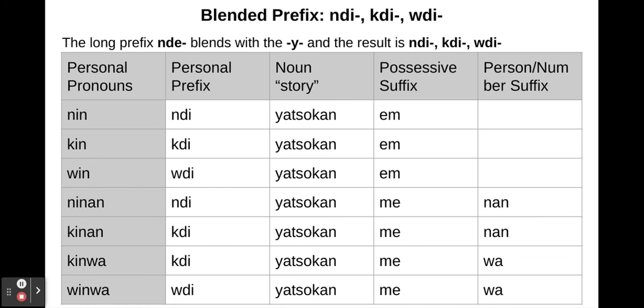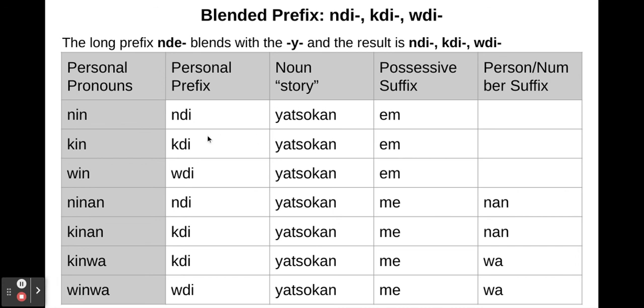Blended prefix: ndi, kudi, and wudi. Or just D. The long prefix nde blends with the Y, and the result is ndi, kudi, and d. Note that with wudi, it isn't pronounced wudi, it's just d, but you still spell it with a w most of the time.